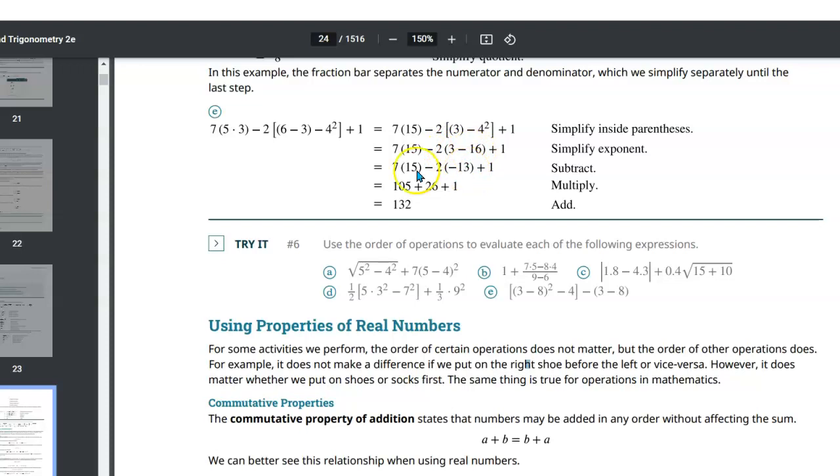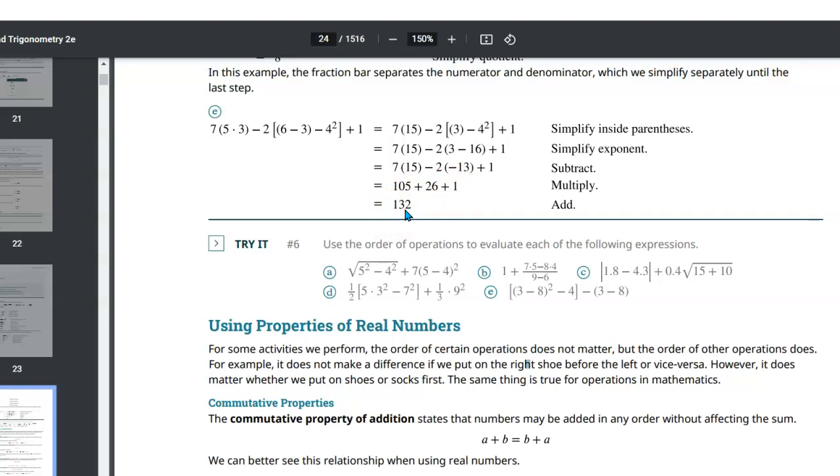Well, the next thing we can do is finally multiply. We can do the 7 times 15, you get the 105, and simultaneously we can do negative 2 times negative 13. Watch the signs, we get positive 26. And then finally, remember when we add and subtract, we go left to right, so we get 132.